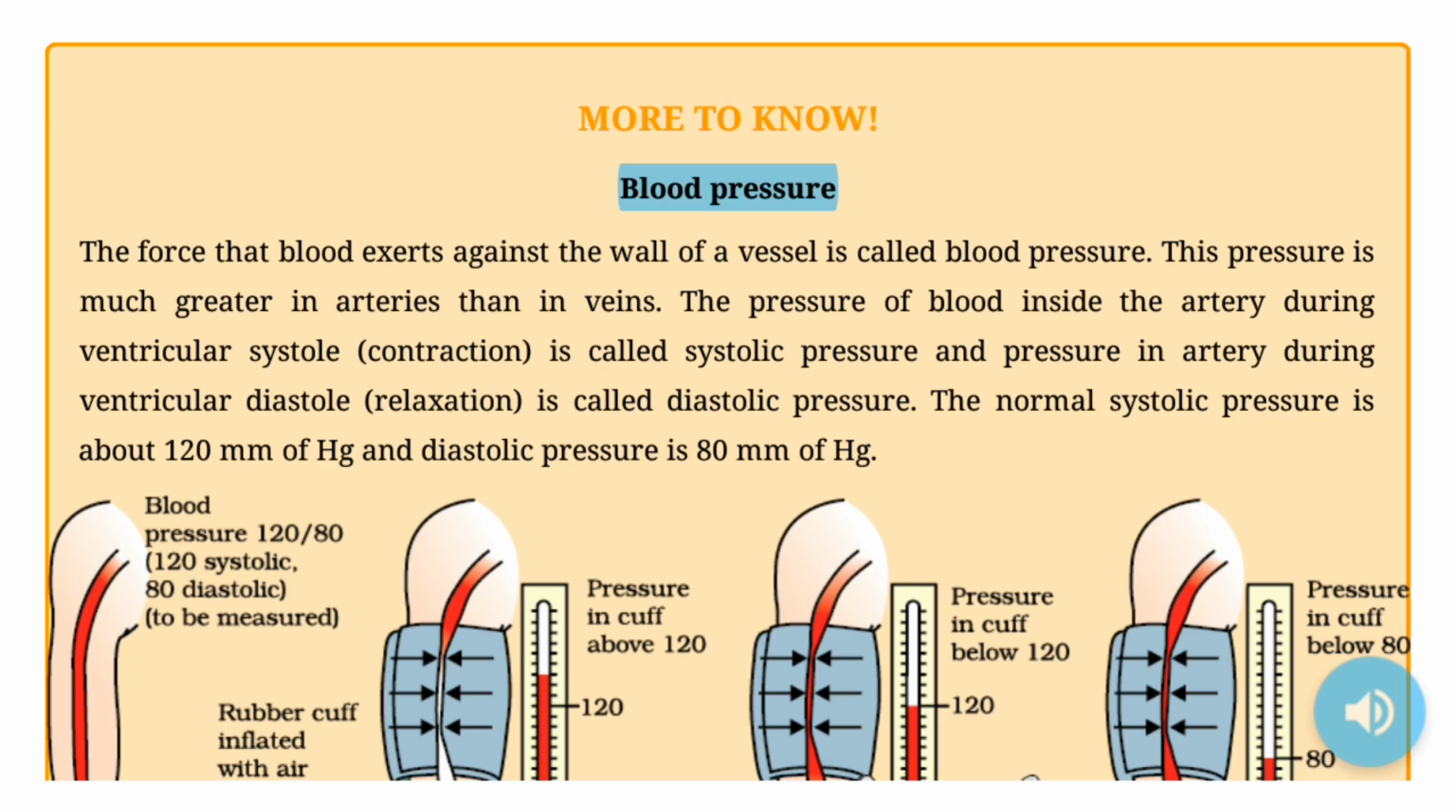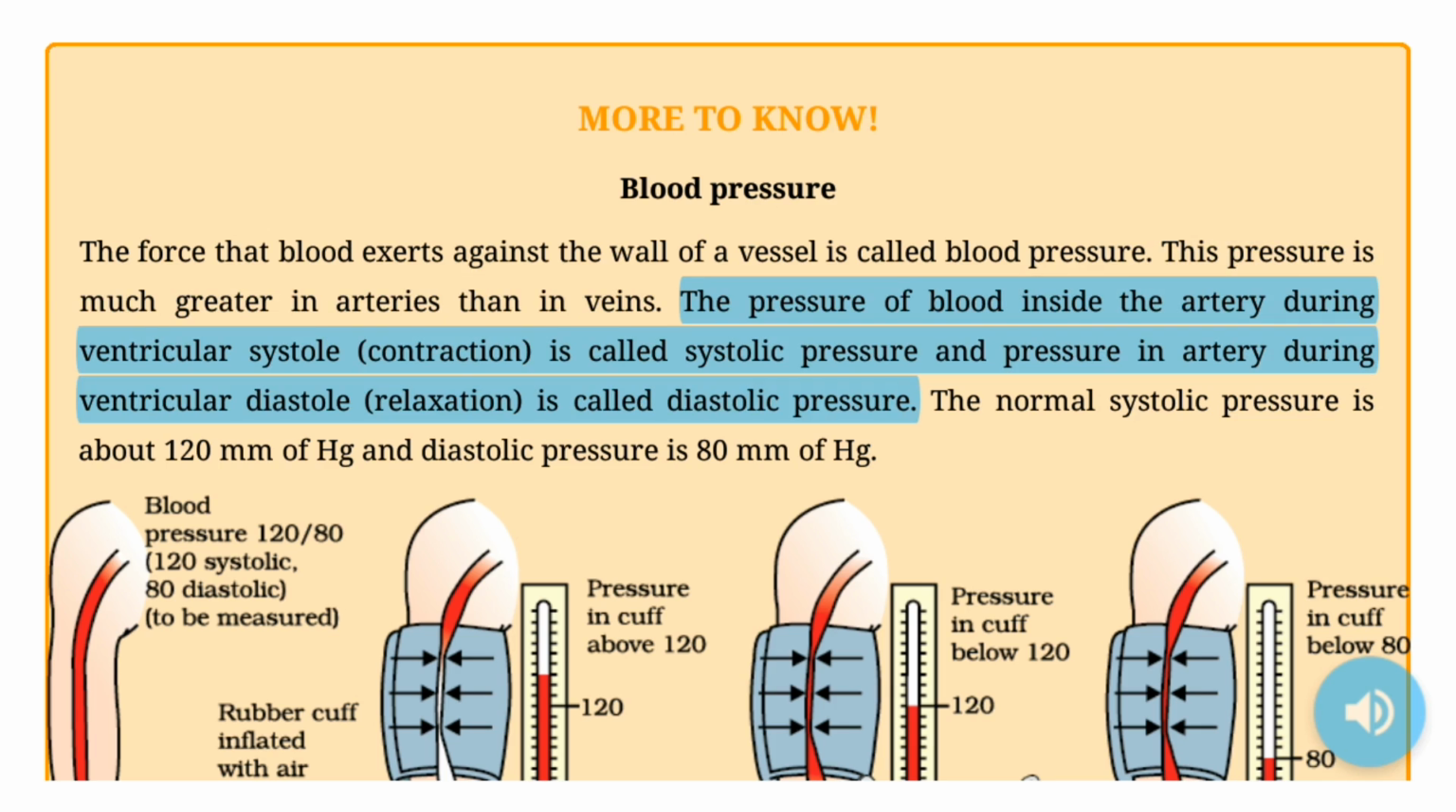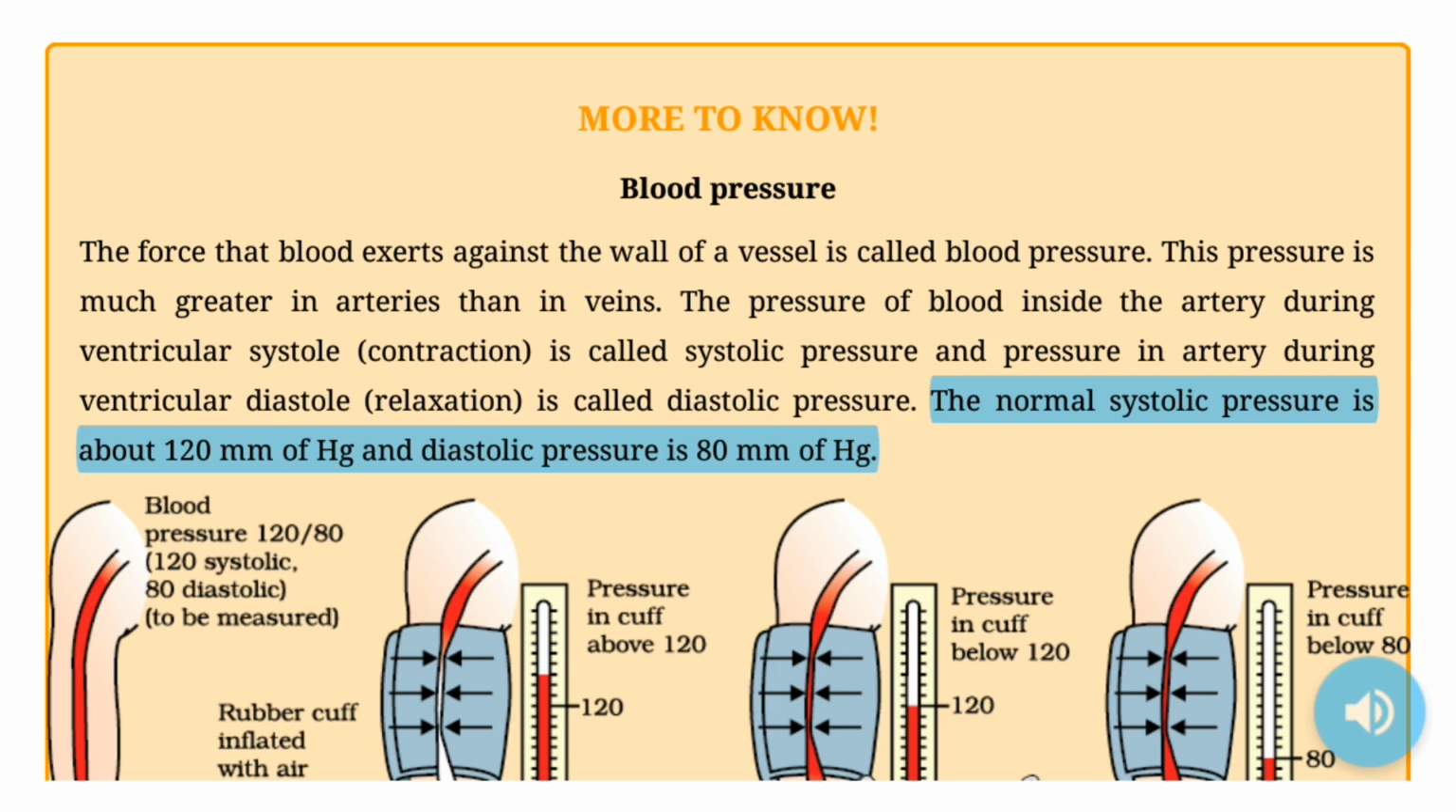More to know. Blood pressure. The force that blood exerts against the wall of a vessel is called blood pressure. This pressure is much greater in arteries than in veins. The pressure of blood inside the artery during ventricular systole (contraction) is called systolic pressure, and pressure in artery during ventricular diastole (relaxation) is called diastolic pressure. The normal systolic pressure is about 120 mm of Hg and diastolic pressure is 80 mm of Hg.